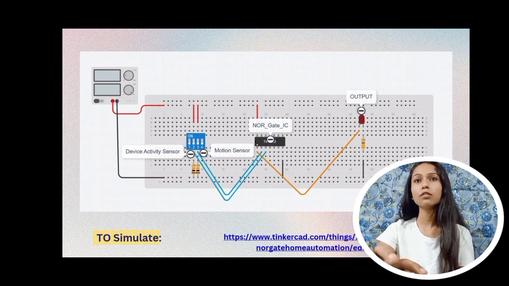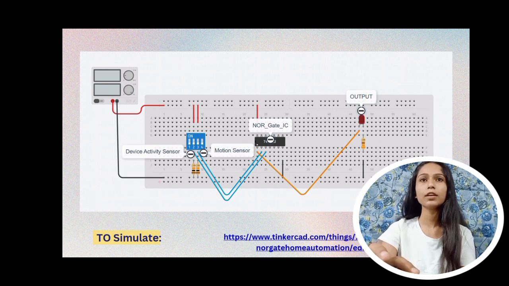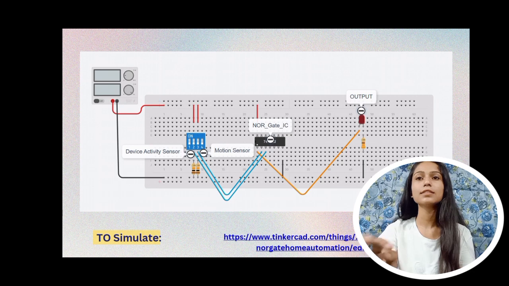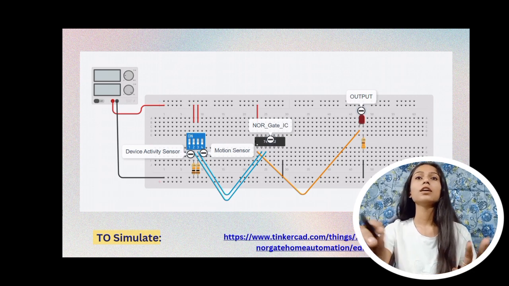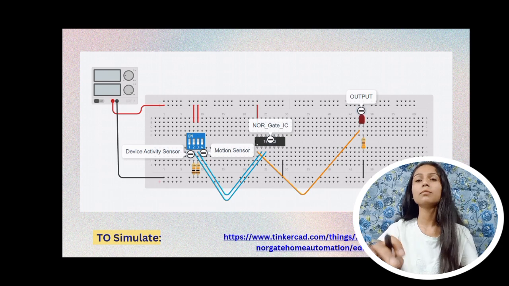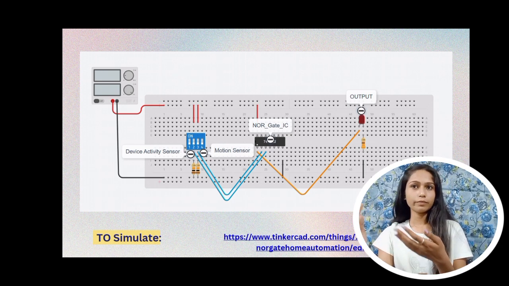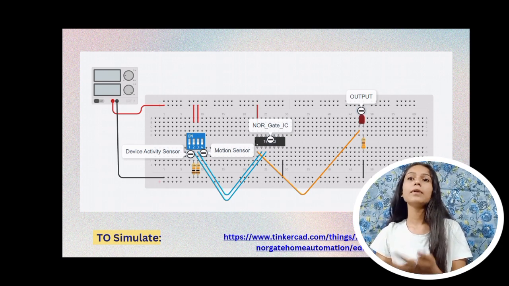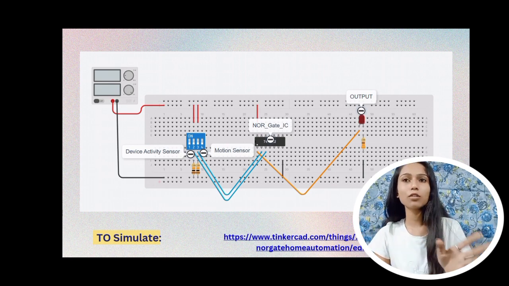When no device activity is detected and no motion is detected, then the NOR gate will return 1. That means the appliances will be turned off. In any other case, the output will be 0. That means the appliances will be turned on, or remain on.